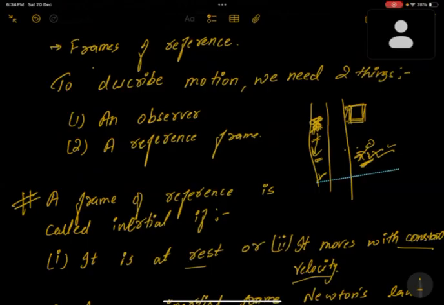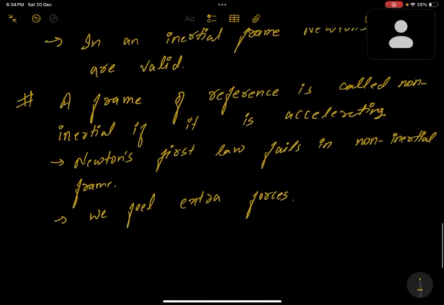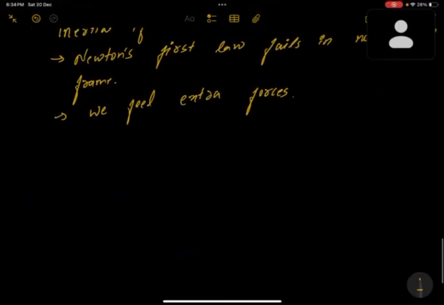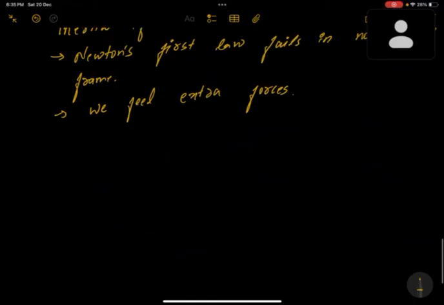So the reason behind it is we feel that there is some force acting on that object. So we feel that extra force. In reality, there is no force, but we feel it. Since this force that we are feeling is not real, for the concept and to study it, we call it pseudo force. This extra force that we are feeling, we call it pseudo force.